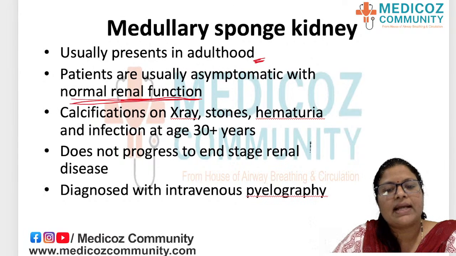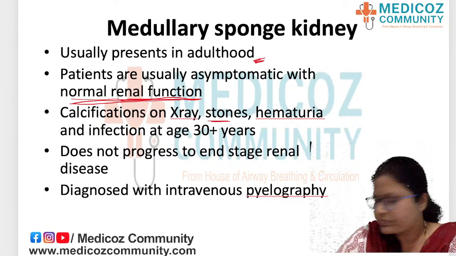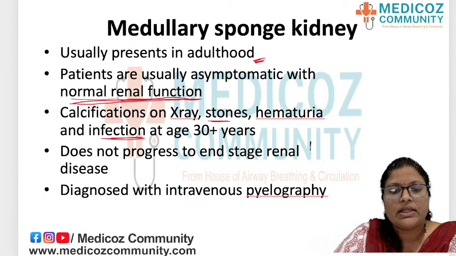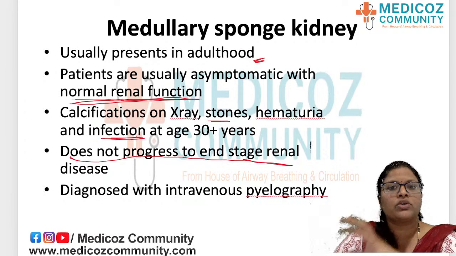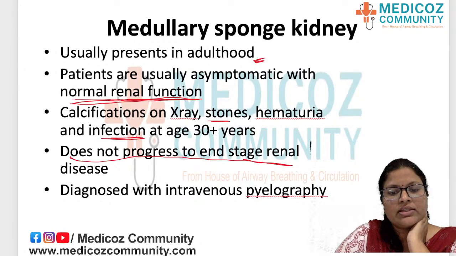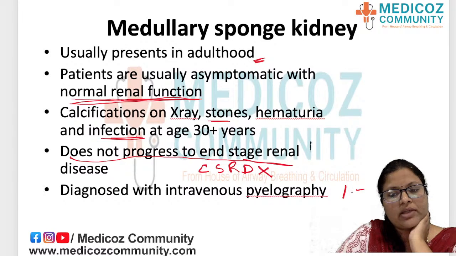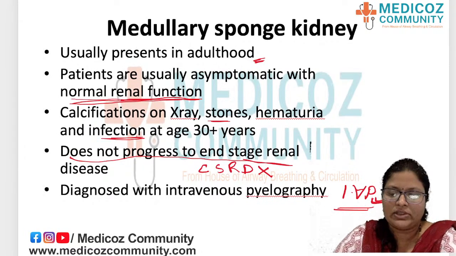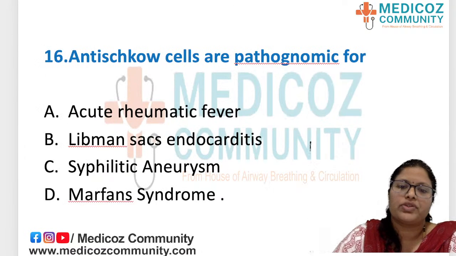So what do you see? You see calcifications, you can see renal stones, there will be hematuria, and sometimes they can also go on to have infections. Again, it does not progress to end-stage renal disease. So medullary sponge kidney is not a cause of end-stage renal disease. Next one, it is diagnosed with IVP. Yes, it is diagnosed by an IVP. I hope you got this question. Let's move on to the next question.